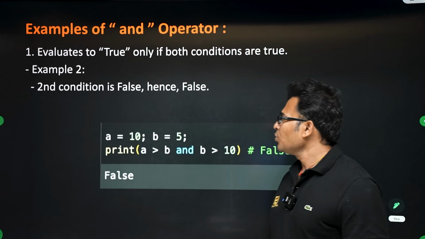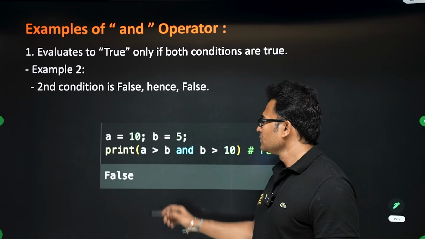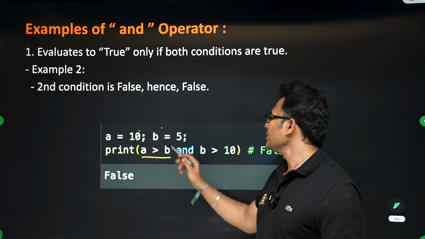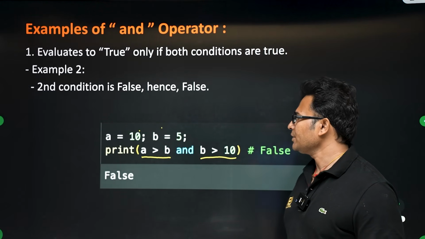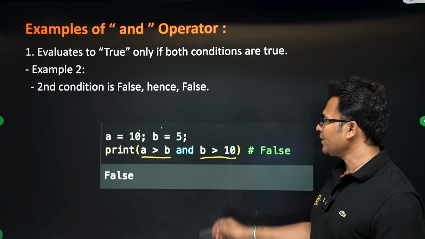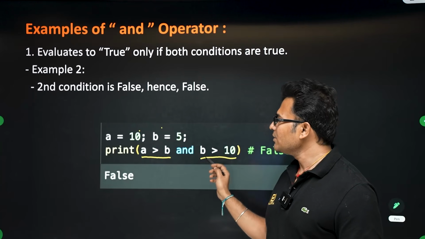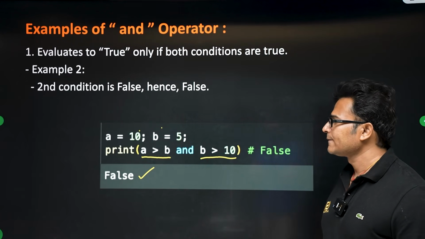And one more example. A equal to 10, B equal to 5. A is greater than B? Yes, A is greater than B. B is greater than 10? B is not greater than 10. B is equal to 5, which is not greater than 10. That is why one of the conditions failed. That is why the output is false.